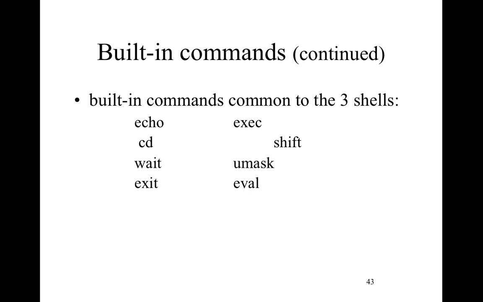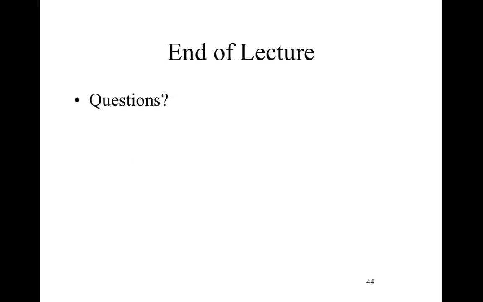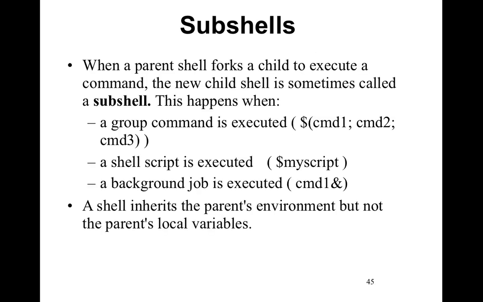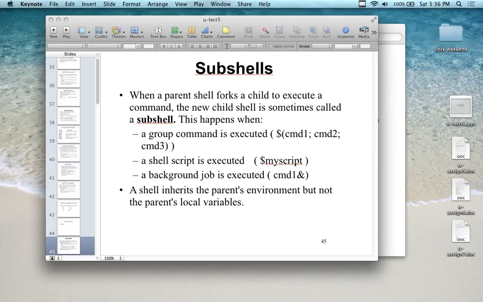So built-in commands are common in all three shells that we're looking at here: echo, cd, wait, umask, exec. We've actually used some of these. And so that's the end of this part here. Next is sub-shells. This is going to be a little intense, so it's a good idea to take a break at this point. This is like a two-part lecture. So let's take a brief break right now.